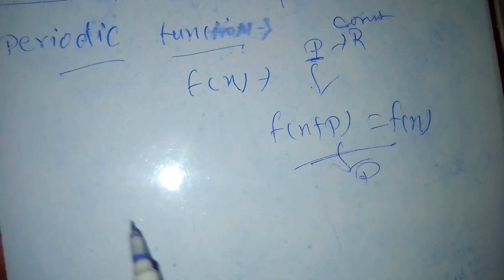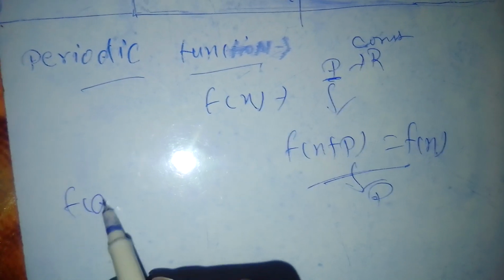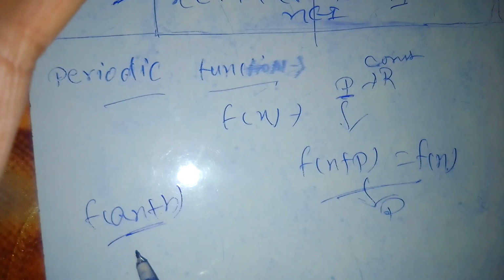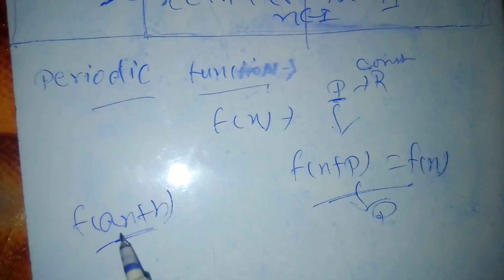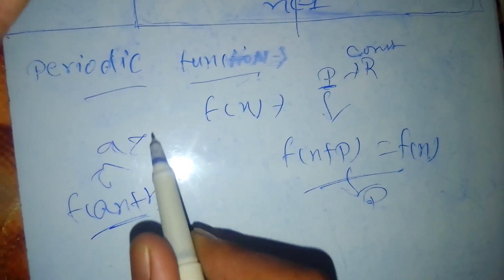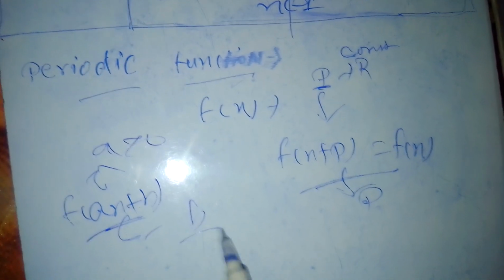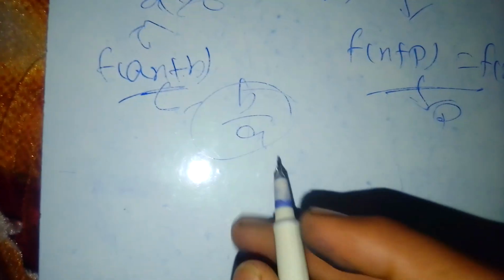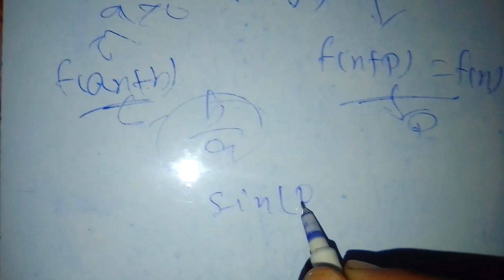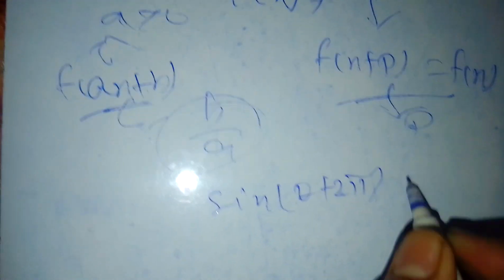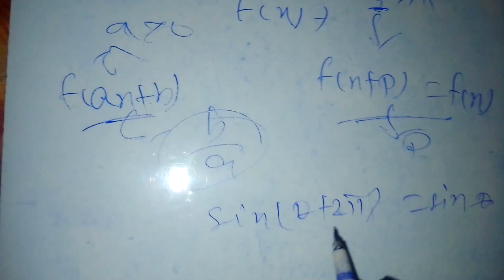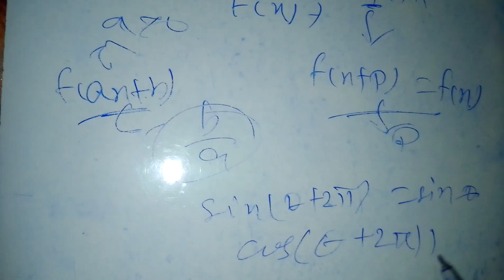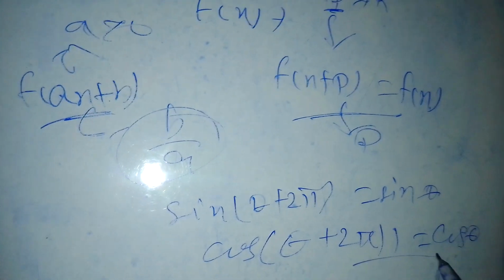Now one more important case: if f of (ax + b) is a periodic function, in which a is greater than 0, then the period will be the period of f divided by a. You should remember this too. Now one more thing: when sin of theta plus 2π is taken, you get sin theta. The same result you get in cos: cos of theta plus 2π gives cos theta as your answer.